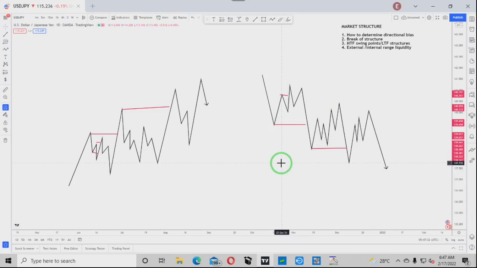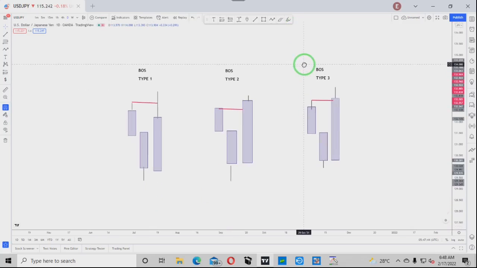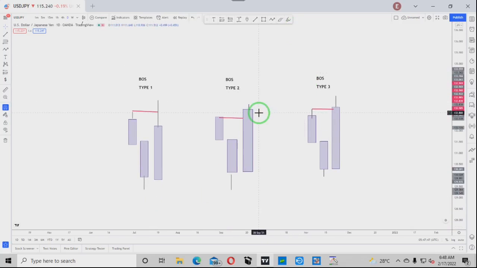Enough of directional bias. Now, the next point we are looking at is break of structure. Let's look at some diagrams concerning the break of structure. Now, take a look at this. We have three types of break of structure. This is contained in our PDF file. If you go to our Telegram group, you will find a free PDF file that you can go through.